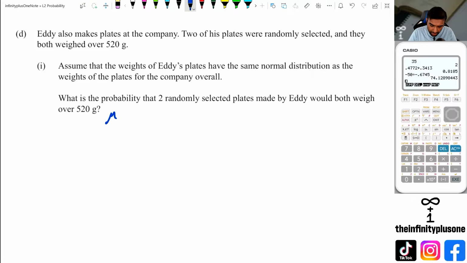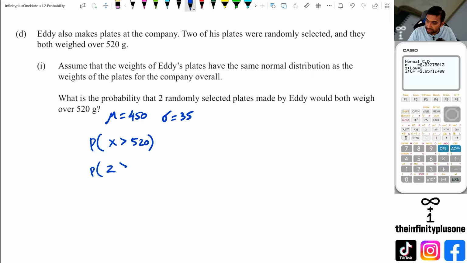Okay, so our mean is 450 and standard deviation is equal to 35. I know I've done this once earlier, so this one I'm going to use the calculator, folks. Distribution, normal, NCD, and I'm looking for 520 and above. Upper is 1 exponent 10, standard deviation is 35, mean is 450. That's going to give me a probability, and I'm going to put this down here: x greater than 520.